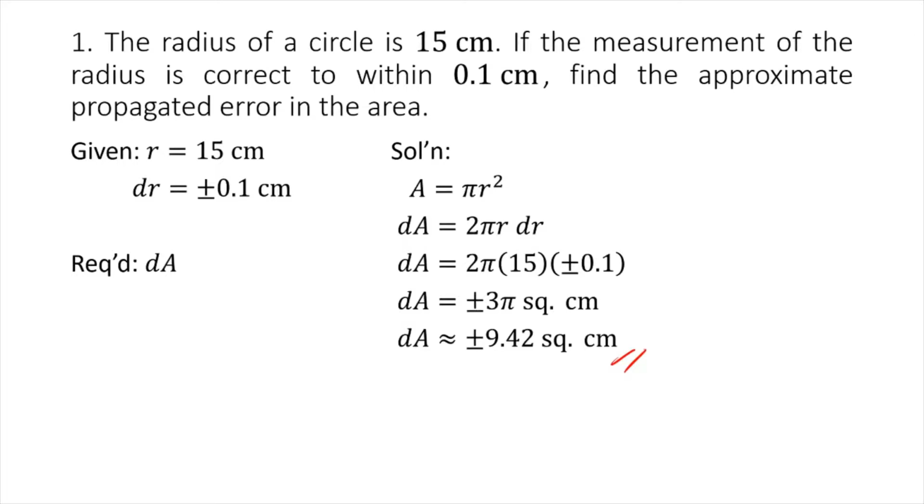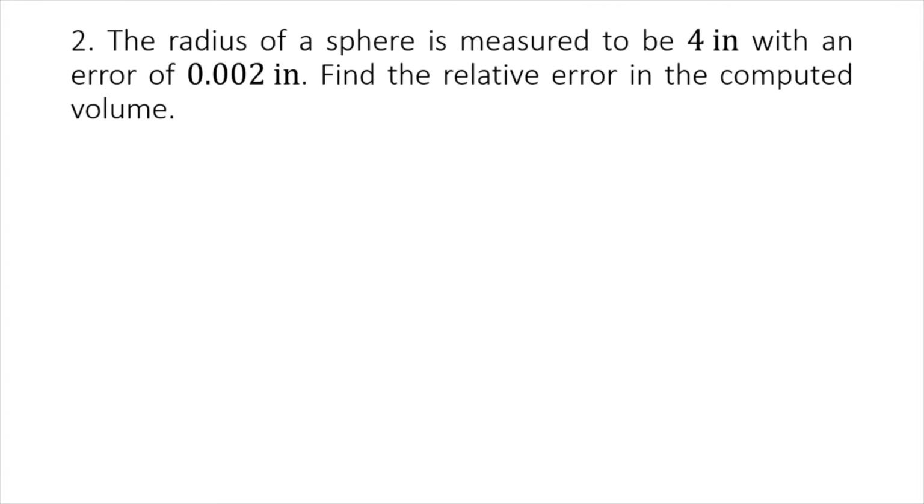Next problem. The radius of a sphere is measured to be 4 inches with an error of 0.002 inches. So it's the same with the previous problem. We have a measurement for a quantity, in this case the radius, and it's correct to within a certain value, in this case 0.002 inches, which also represents the error in the measurement. We are asked to find the relative error in the computed volume.